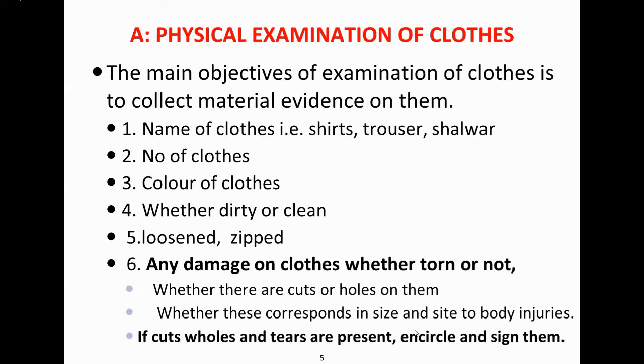Basically, we look without touching anything initially. We mention on our proforma the name of the clothes, that is shirt, trouser, shalwar, printed shirt and shalwar if female, and their color, whether dirty or clean, loose or zipped. If there is a torn button, that will show a mark of resistance, so you mention it.